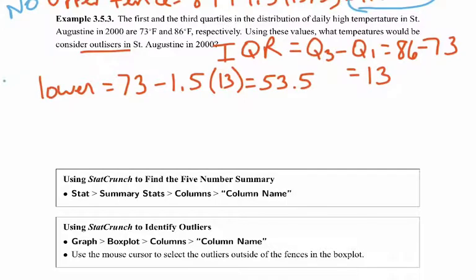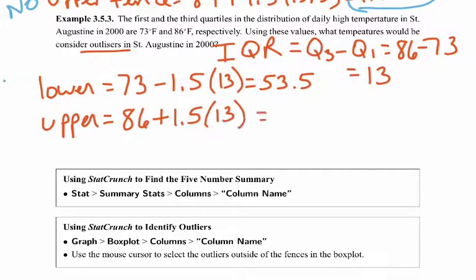Now, I don't actually know what the minimum temperature is for the year 2000. That wasn't given to me. This is different data from what we were looking at previously. All I know is Q1 and Q3. So my lower fence would be 53.5. My upper fence is going to be 86, so Q3, plus 1.5 times 13. And so let's see what that gives us.